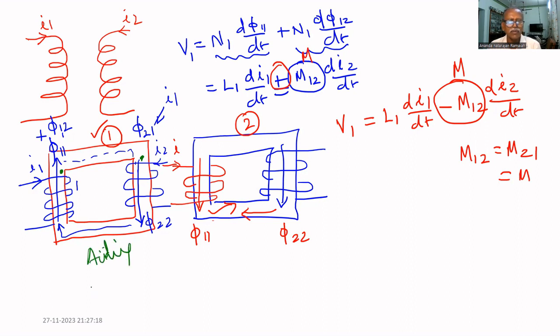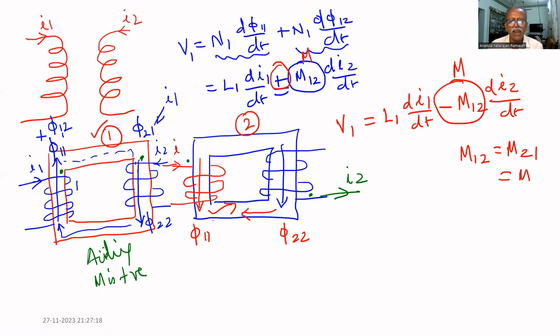Aiding. That's why M is positive. Here, I1 is entering the dot, and I2 is leaving the dot. In the first case, current is entering the dot in the first coil, and in the second coil also current is entering the dot.